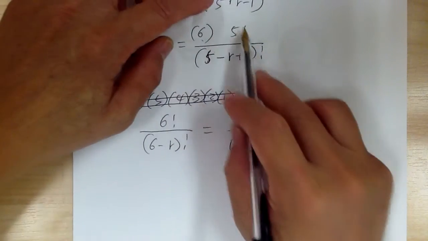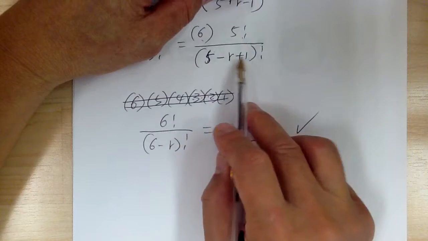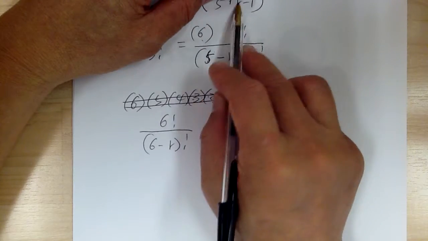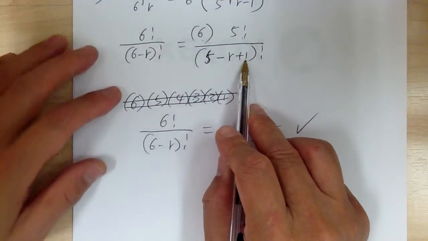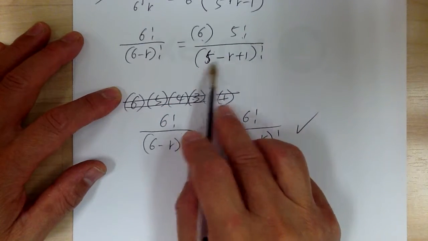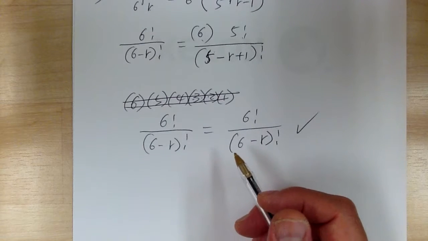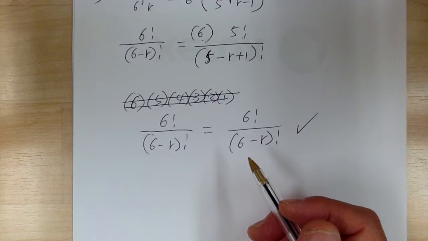Now this one over here, again, the total goes on the top, the difference goes on the bottom. So 5 minus this, and remember to change sign. After that, 6 times 5 factorial is 6 factorial, and 5 plus 1 is 6. So you get that, and check. Okay, now let's go to the harder one.